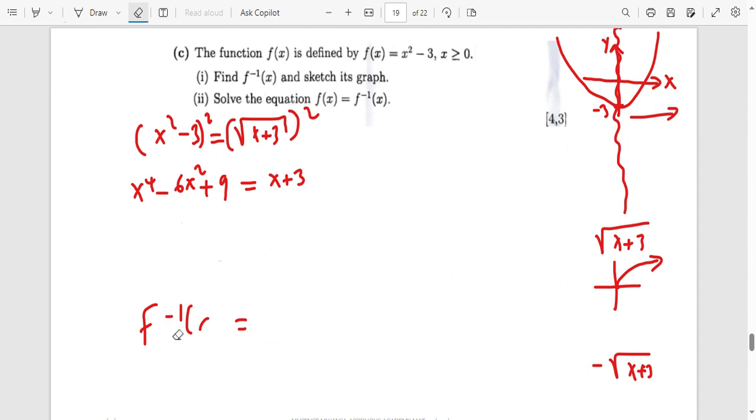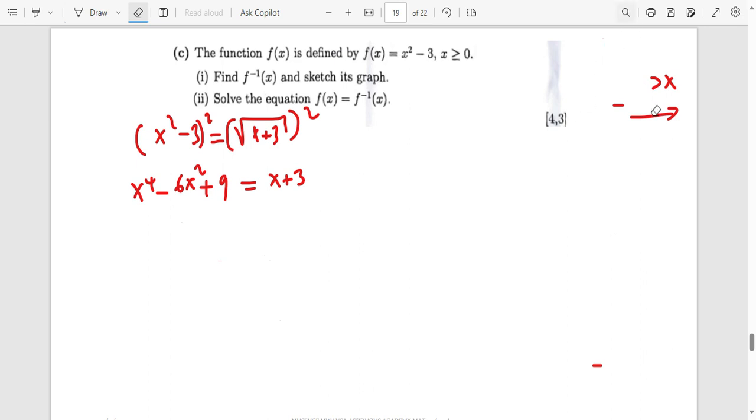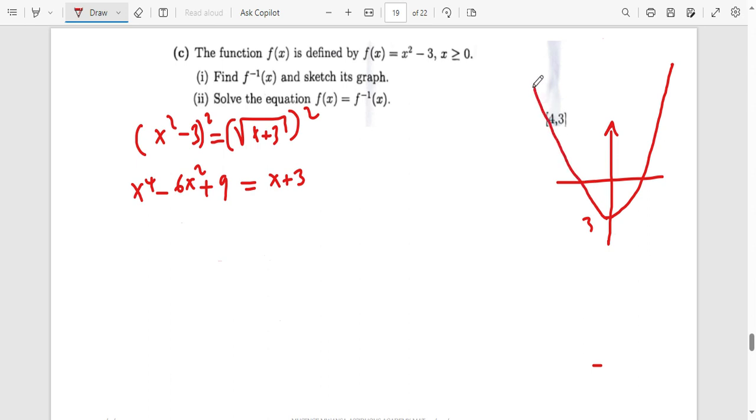So it's quite complex. Let's see if we can use the graph to be able to solve it. As a sketch of the graph, you already saw that at negative 3, the function was going like that, and also like this, and then the inverse was going like this. So the intersection point is just this one point.